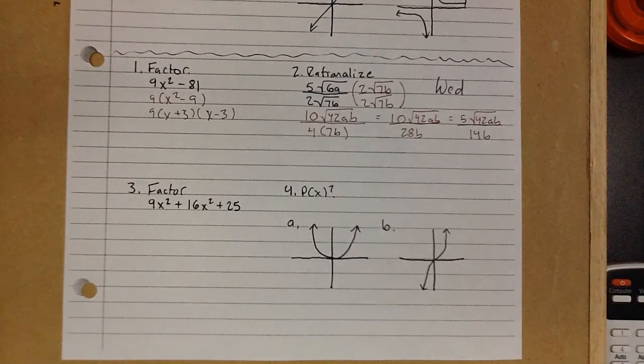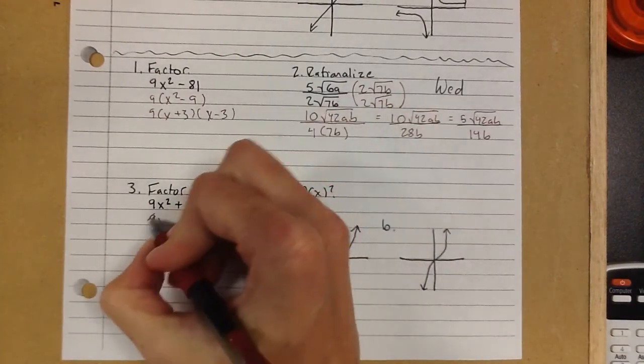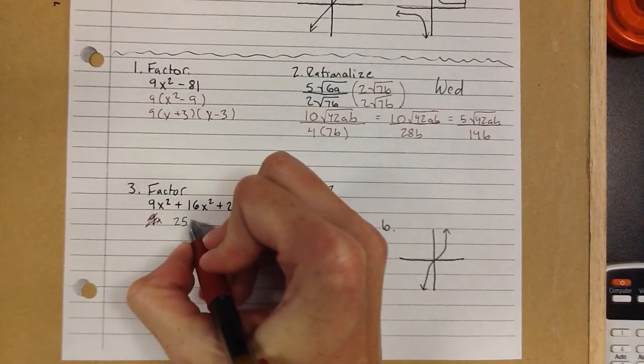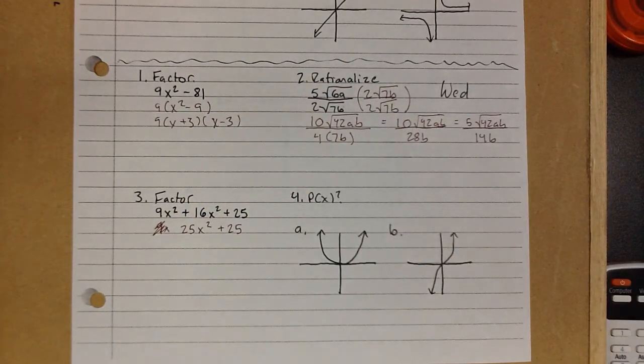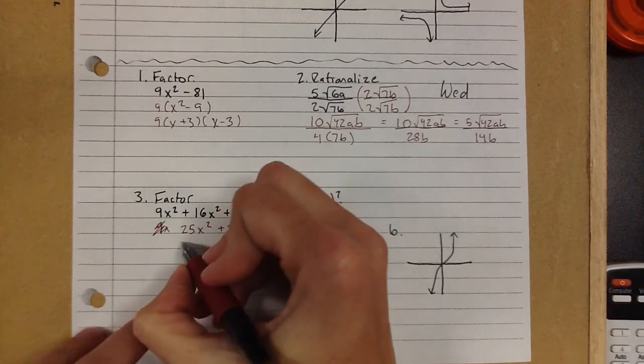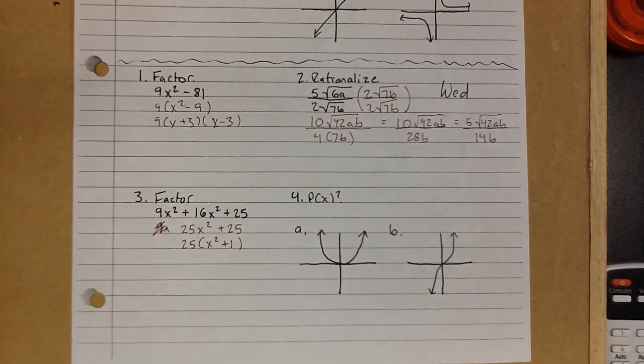Factor. What did you have to do to the squareds first? Add them up. Oh, if you add them together. 25x squared plus 25. They have what in common? 25. X squared plus 1. Does it factor more? Why not? Because of the 1. What about it? It's a prime number. Yes.